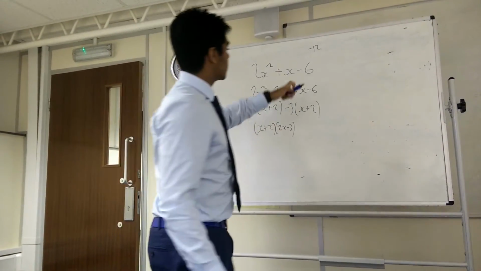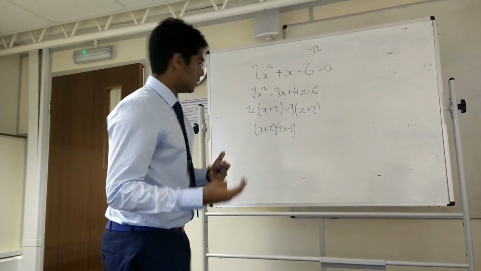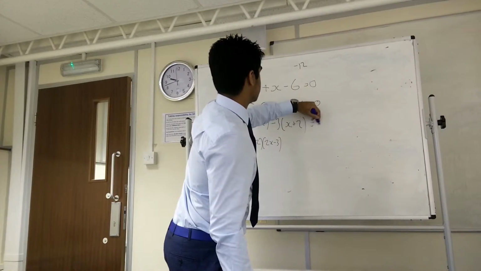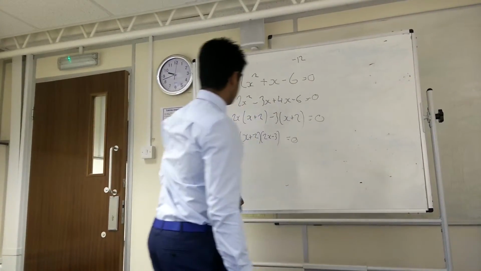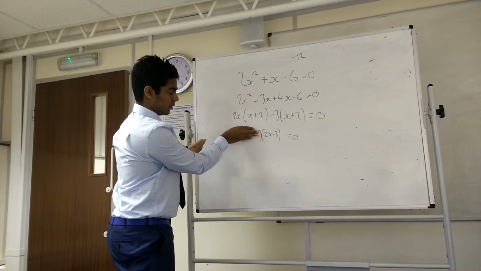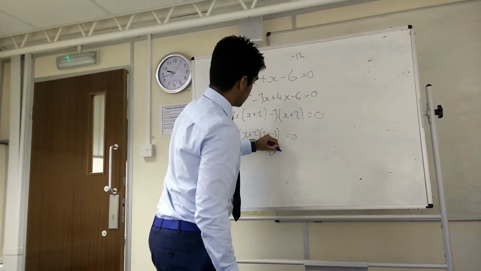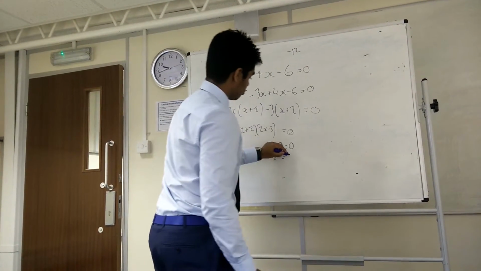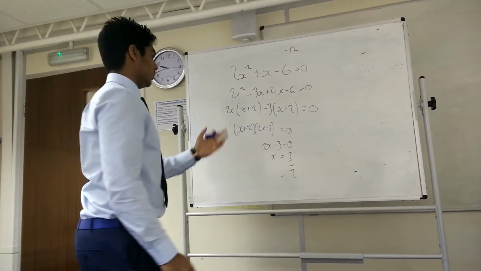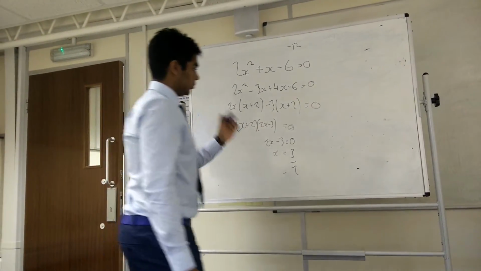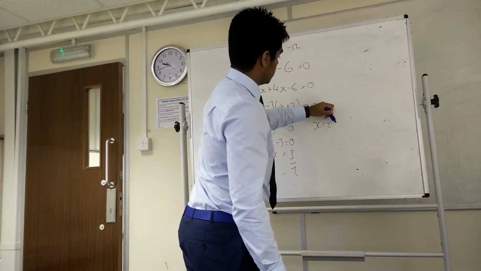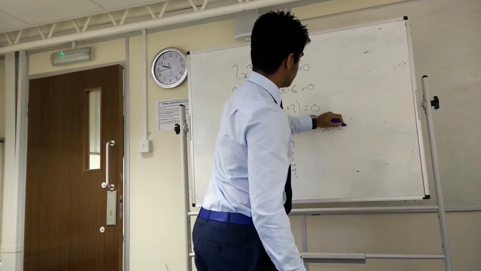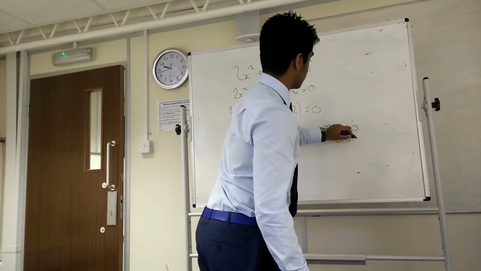But what if this was equal to 0? Well, still the same thing we'll be doing all along, just one more step. So this is equal to 0. Now, if we pretend that x plus 2 is equal to 0, it will be 2x minus 3 equal to 0. So x would be equal to 3 over 2. However, if 2x minus 3 is equal to 0, it will be x equals 3 over 2, and x plus 2 equal to 0 gives x equal to minus 2.